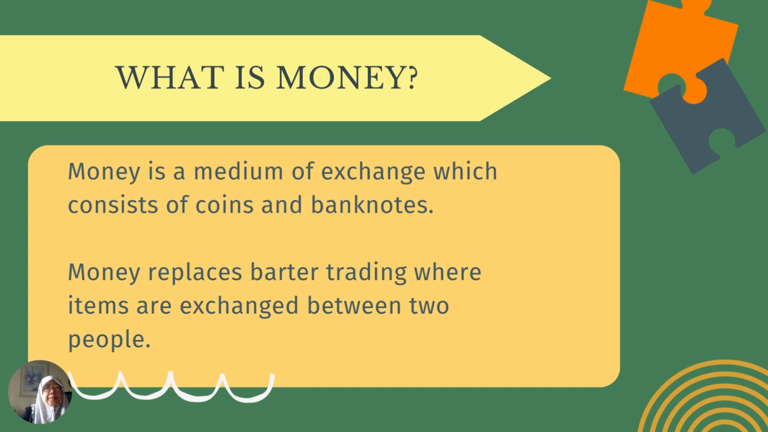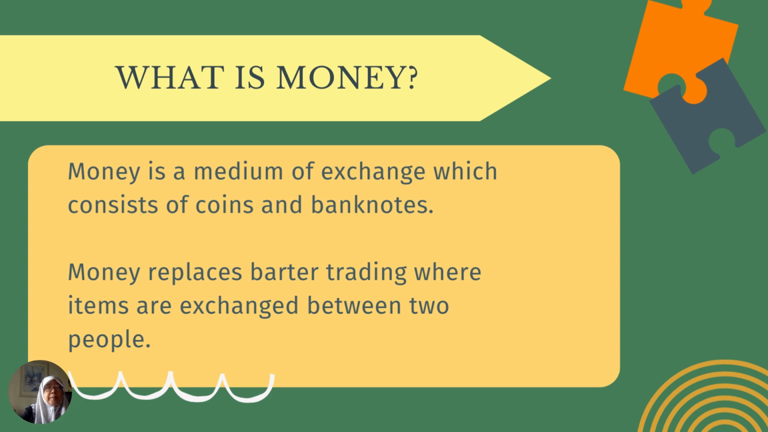All right, so what is money actually? Money is a medium of exchange which consists of coins and bank notes. So we do have coins, we do have bank notes. In Malaysia, we have 5 cents, 10 cents, 20 cents, and 50 cents. Last time we had 1 cent, but we don't use it anymore.